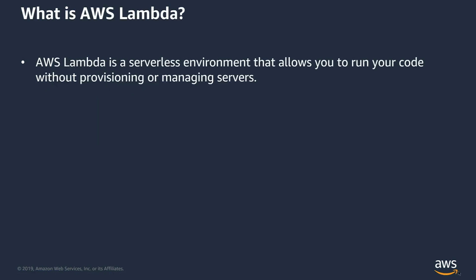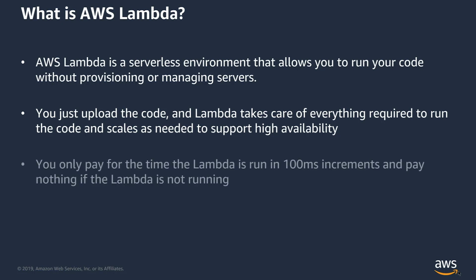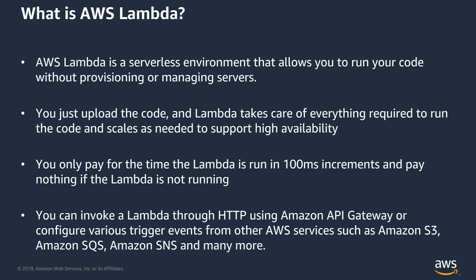AWS Lambda is a serverless environment that allows you to run your code without provisioning or managing any servers. You just upload the code, and Lambda takes care of everything required to run the code and scales as needed to support high availability. You only pay for the time the Lambda is run in 100 millisecond increments and pay nothing if the Lambda is not running. You can invoke a Lambda through HTTP using Amazon API Gateway or configure various trigger events from other AWS services such as Amazon S3, Amazon SQS, Amazon SNS, and many more.